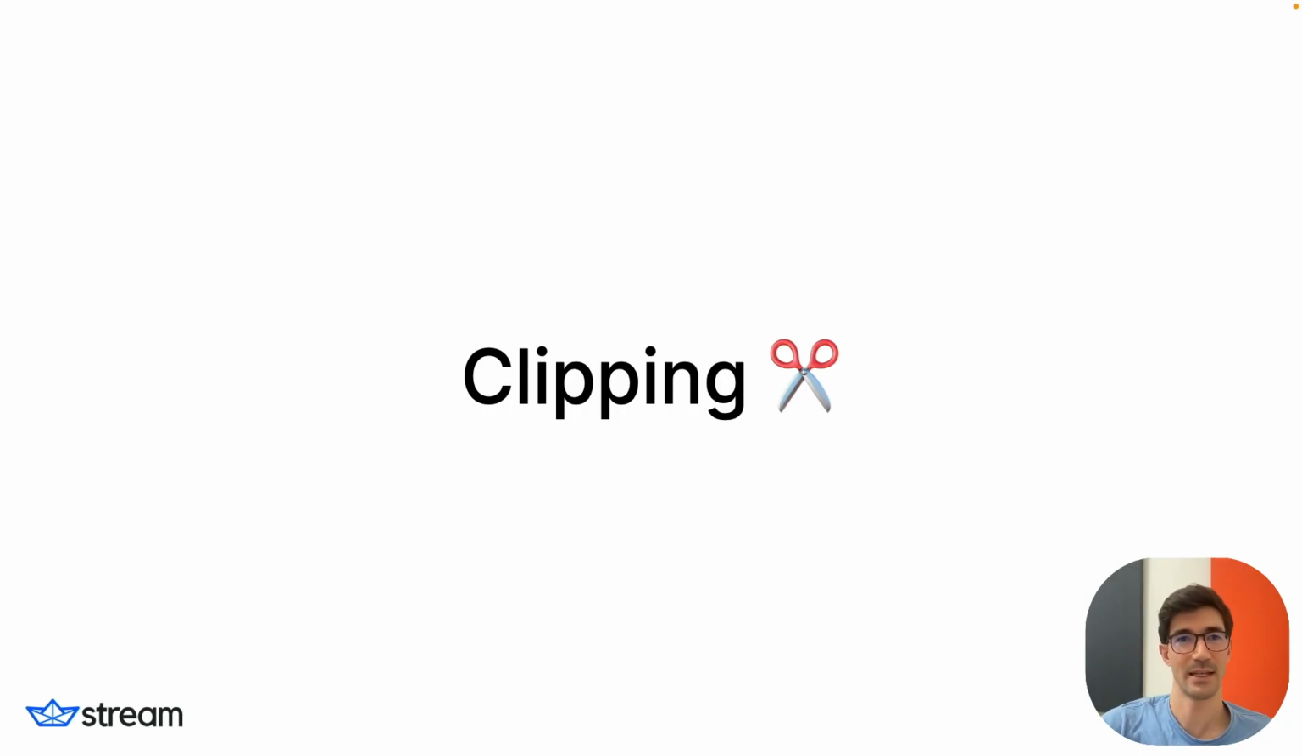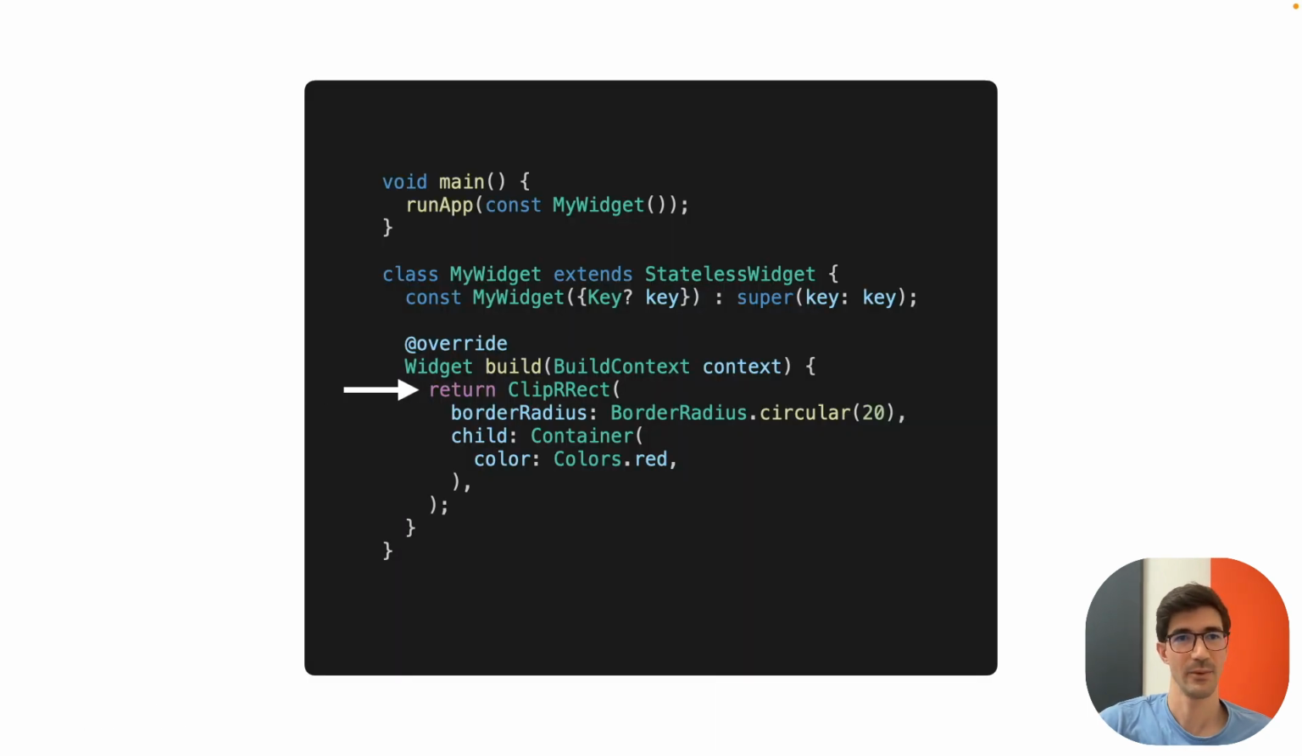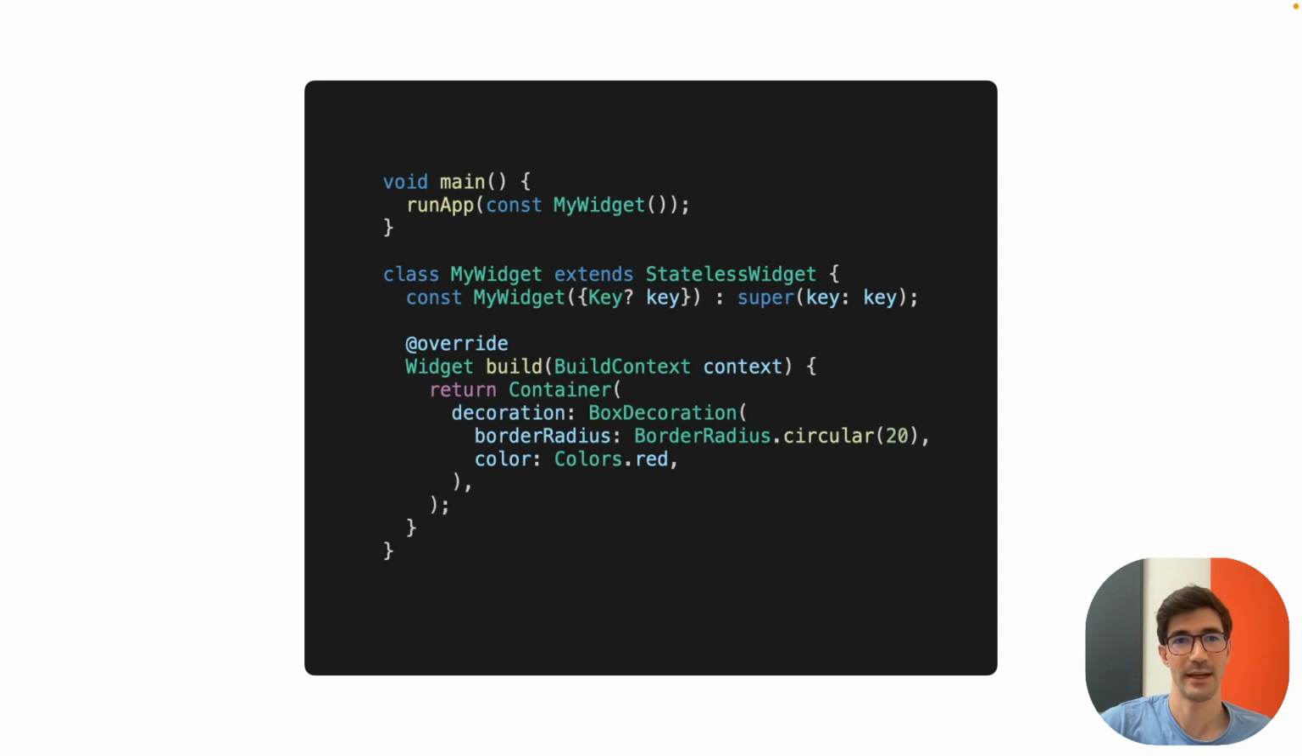And okay, previously I mentioned that clipping can also be costly, but luckily we can also try to be smart. Here we are using clip-rect to do the clipping. This will clip all of the children, and this can be expensive. Depending on what you want to do, you can maybe simplify it. Instead of using clip-rect, make use of the border radius that is available on a lot of widgets.